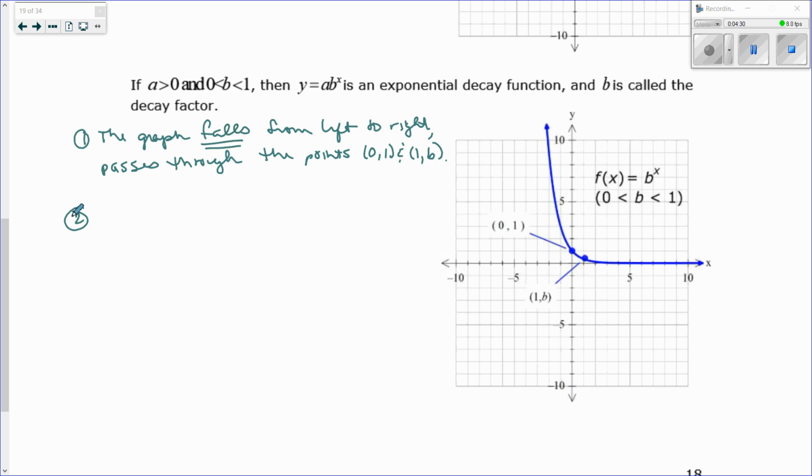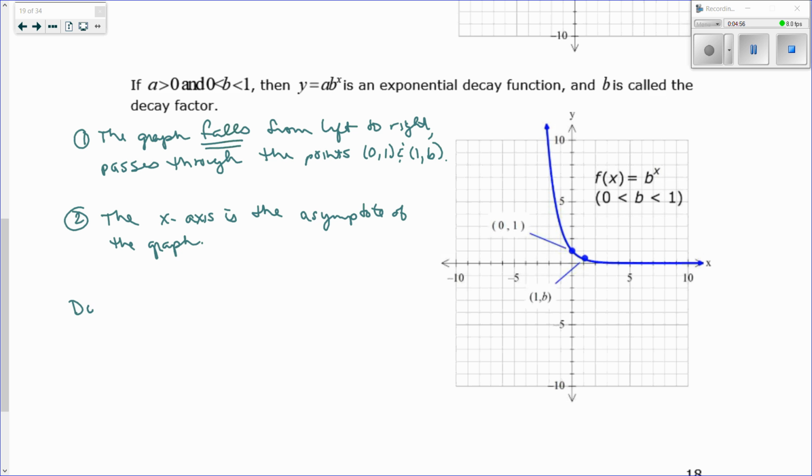The second thing is the x-axis is the asymptote of the graph. And that's exactly the same as it was in the graph up above.